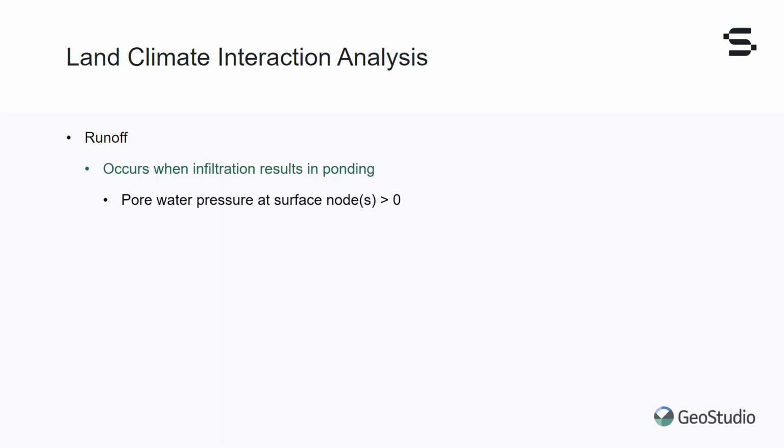When this infiltration is applied at the surface, if the surface nodes have a pore water pressure greater than 0, this indicates ponded conditions. The SEEP solver then resolves the time step with a pore water pressure of 0 applied to the associated surface nodes. The corresponding water flux represents the actual infiltration into the domain.